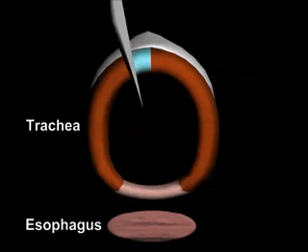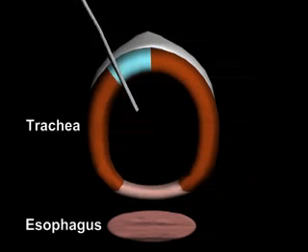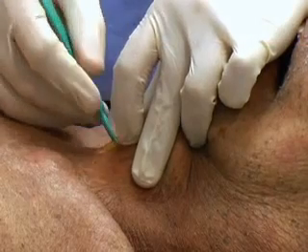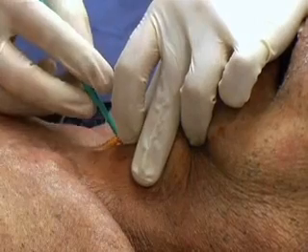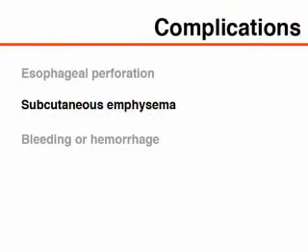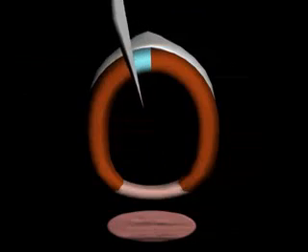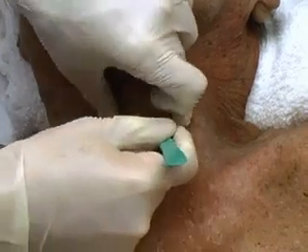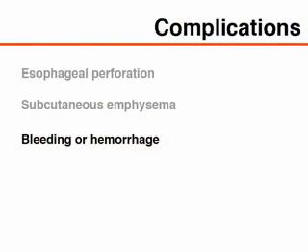There are three major complications of cricothyroidotomy. First, esophageal perforation occurs when the blade penetrates too deeply. To prevent this, allow only the distal 1.3 cm of the blade to enter the trachea. Second, subcutaneous emphysema may occur if the horizontal incision is too wide, allowing air to become trapped in the subcutaneous tissue. Third, excessive bleeding or hemorrhage may occur if a vessel is ruptured.